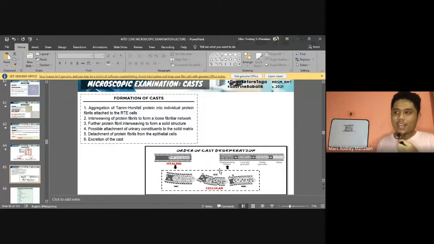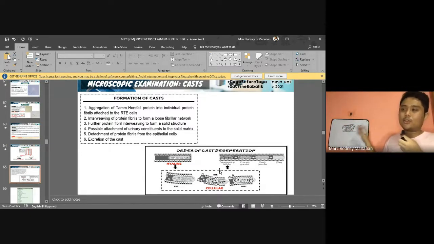Like a net. Okay? So this net, of course, will capture whatever cells, bacteria, and constituents may be found in your tubules. So RBCs may be trapped, or WBCs, and bacteria, alright? They get trapped there, depending on what is inside your tubule at that time. So after some time, of course, this will detach, okay? It is let go from your tubule, alright? And that becomes the cast. So that's the formation of your cast, okay?